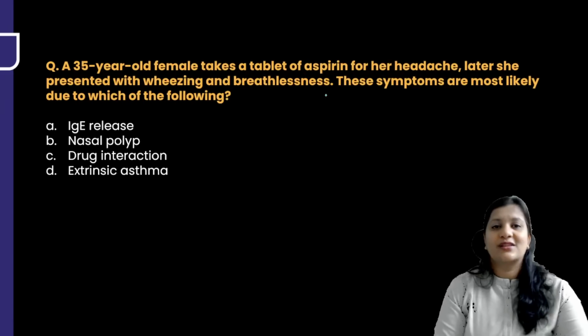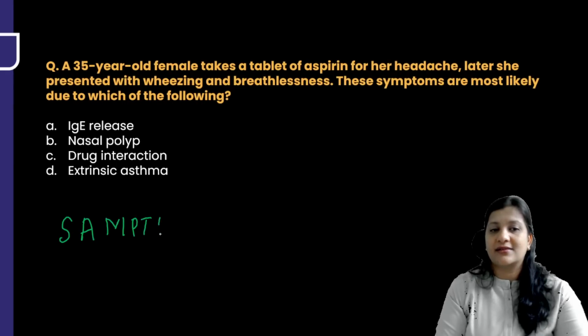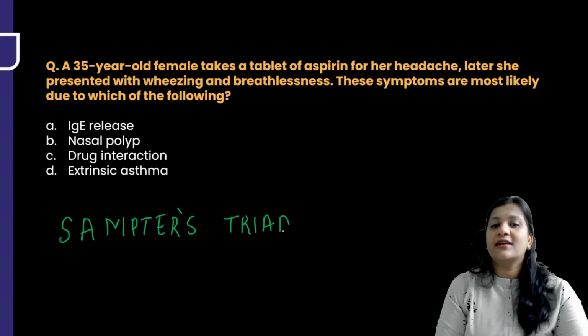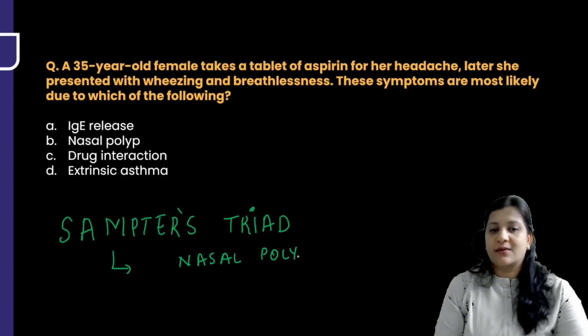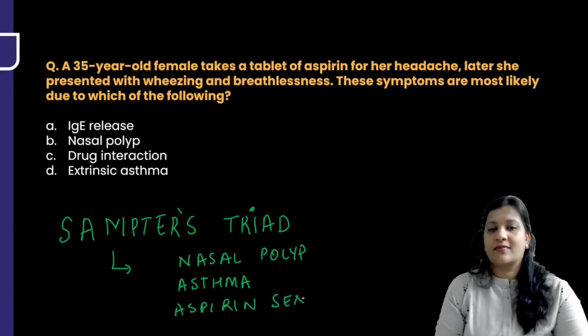So I think this also is a very easy question and a very commonly repeated topic. This question asks you to indirectly think about a condition which we commonly discuss in our classes, which is Samter's triad. So what is Samter's triad? Samter's triad consists of nasal polyps, asthma, and aspirin sensitivity. So they are sensitive to aspirin.